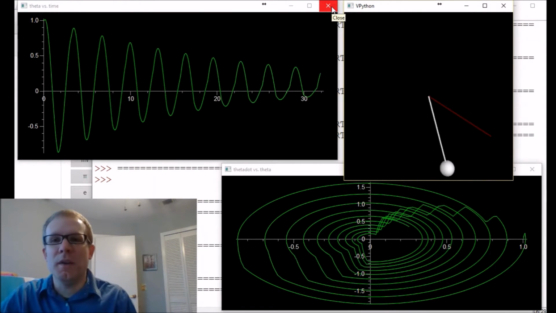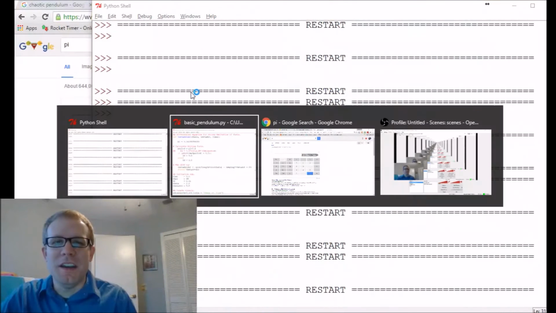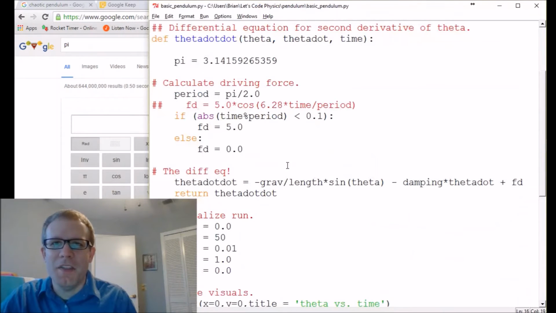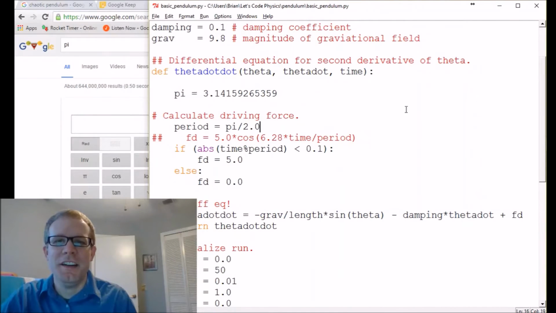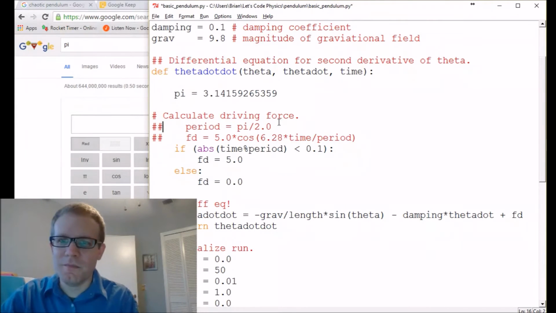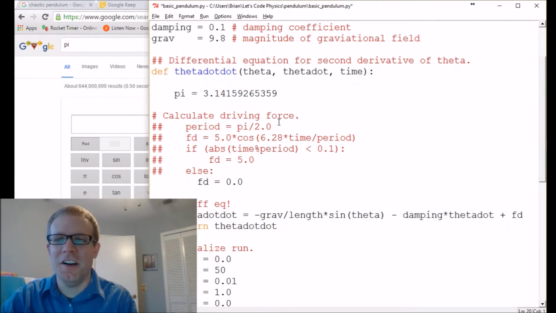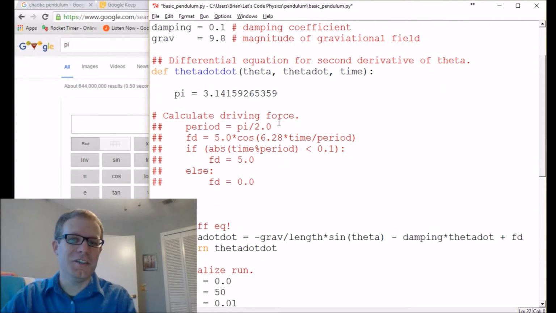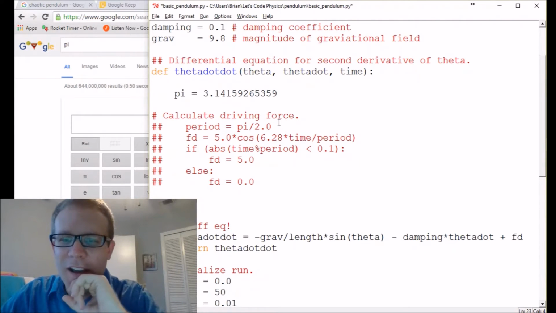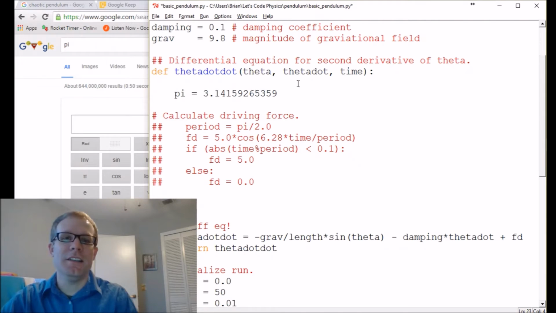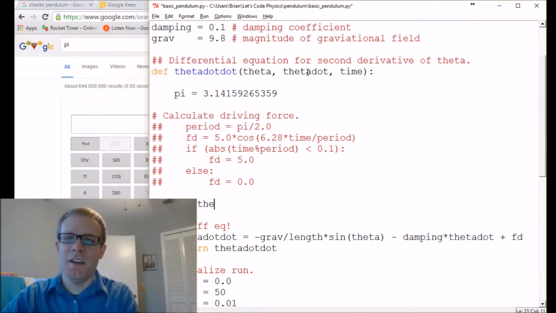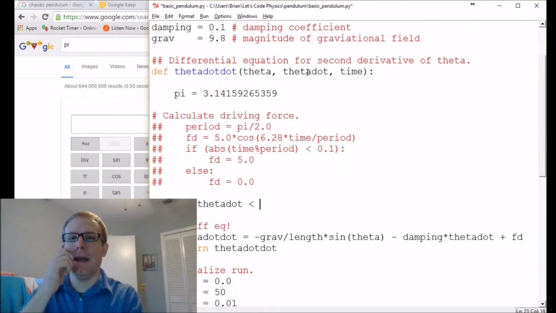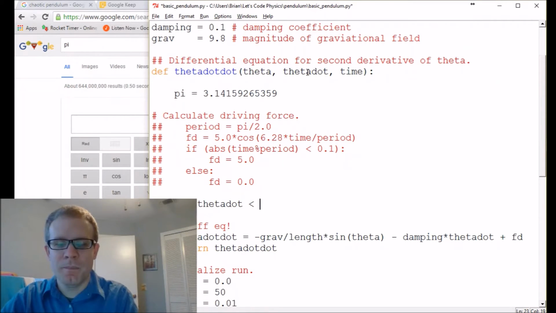I suppose another way we could do this would be, I hadn't thought about this before. This is a function of theta, theta dot and time. So I suppose another way to do this, let's comment these out, would be make the condition based on the location of the swing instead of on the time. So in other words, let's see, how do I want to do that? I want to do it whenever theta dot is equal to 0. So if theta dot is less than, what should the tolerance be?